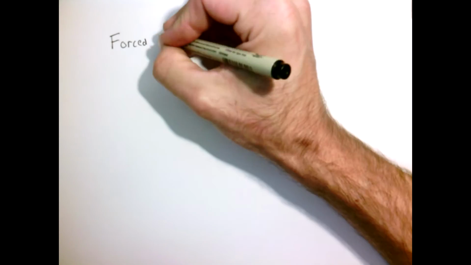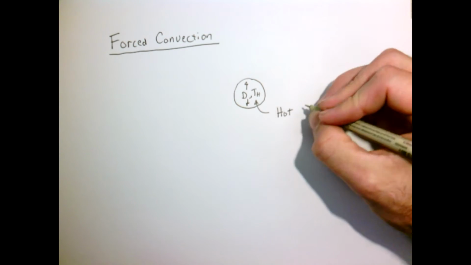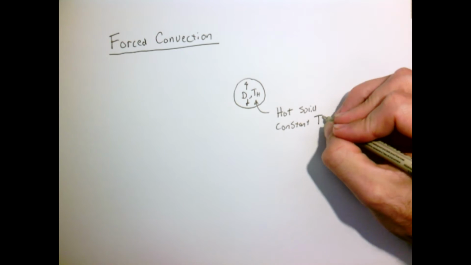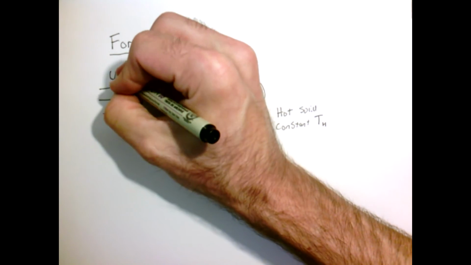Today we're going to discuss forced convection. So let's consider a model problem. I'm going to have a hot sphere. It's going to have diameter d, and it's going to be held at a constant temperature T hot, so T sub h. I'm going to immerse that sphere in a colder fluid. So the cold fluid is going to be at temperature T infinity.